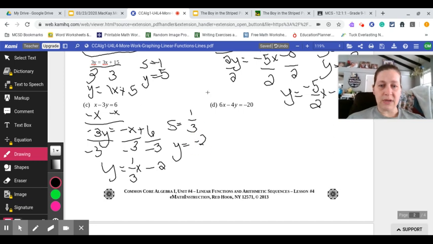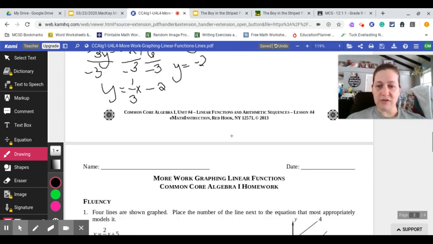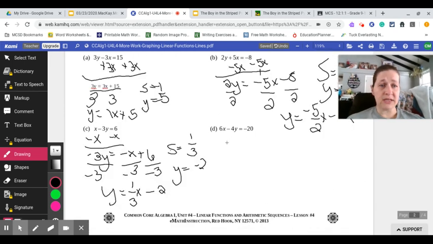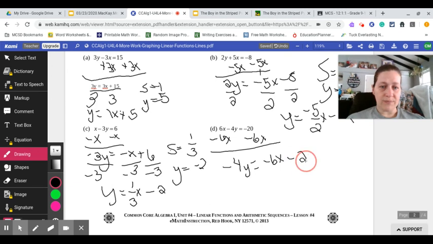Last one on this page, and then you'll have the next page for yourself to practice. The first thing we're going to do is move the x to the other side. I'm going to subtract 6x from both sides. And remember, we can't combine these two at the end because they don't both have an x. That leaves me with negative 4y equals negative 6x minus 20. Now I'm going to divide by negative 4.